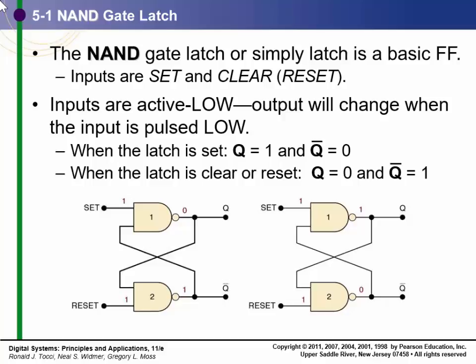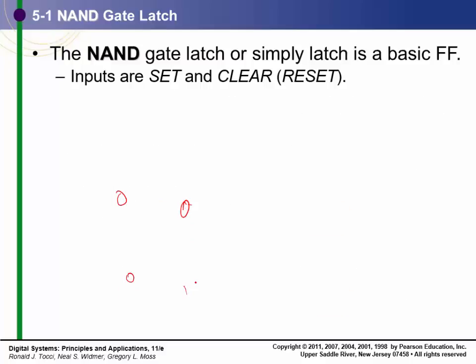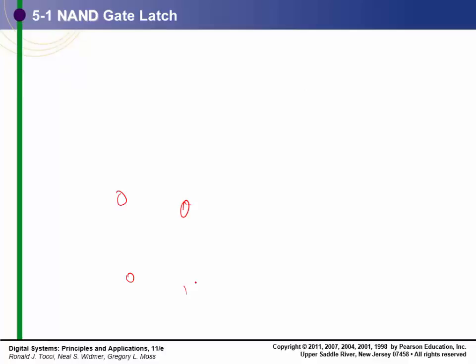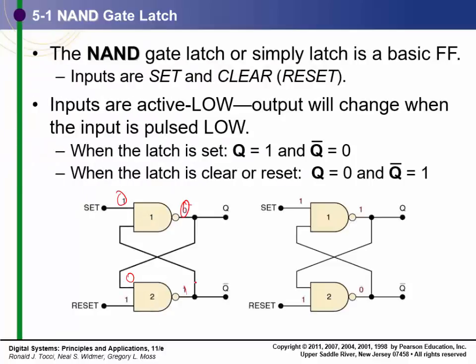Getting back to this particular circuit, we've got two inputs. As we look at this circuit, we have to assume that if we put a 1 here, the output of this is forced to a 0. That is going to then force this input to a 0, which is going to force a 1 out here.